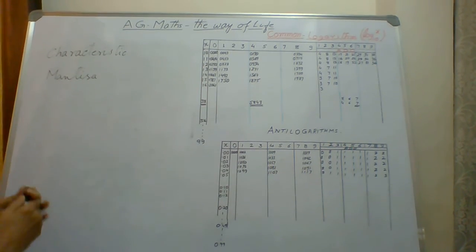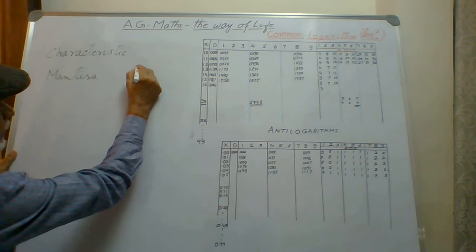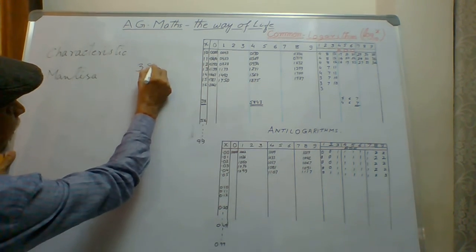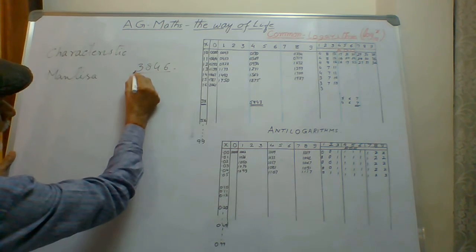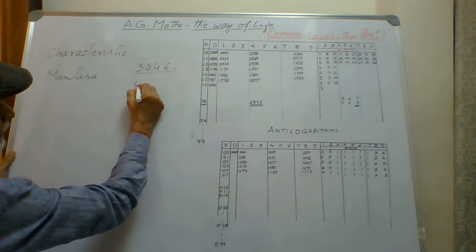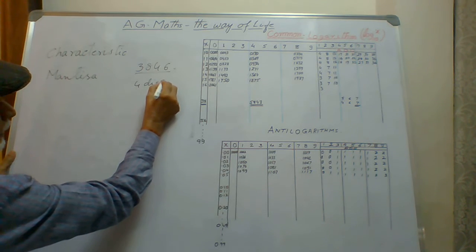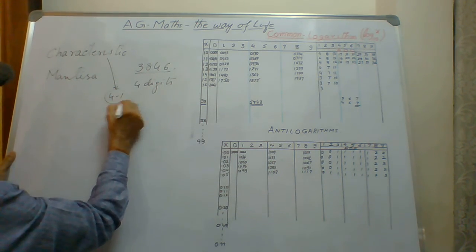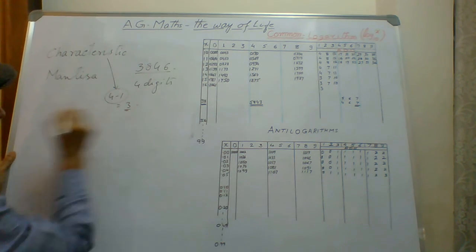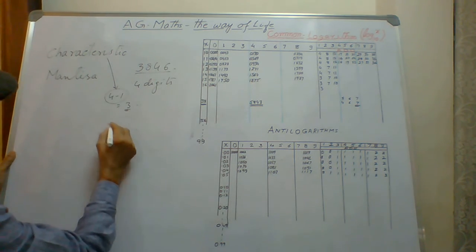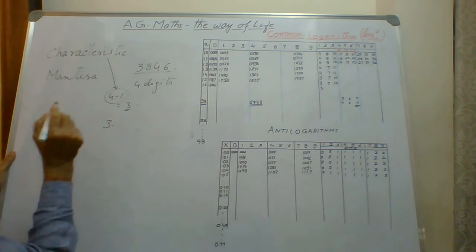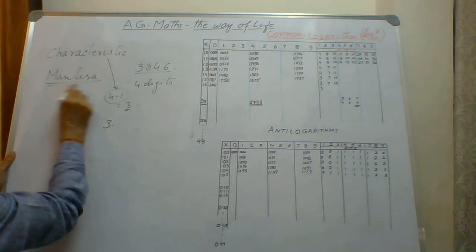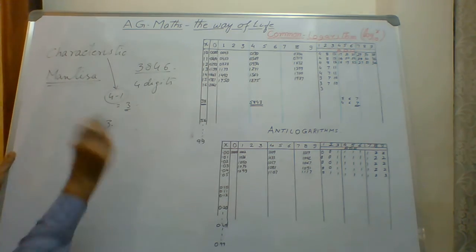The characteristic is always determined like this: suppose the number is 3846. There are 4 digits. If there are 4 digits in the given number, then the characteristic will be 4 minus 1, which is equal to 3. So the characteristic is fixed at 3. And then for these 4 digits I will look for the mantissa. The mantissa will come from the logarithmic table.